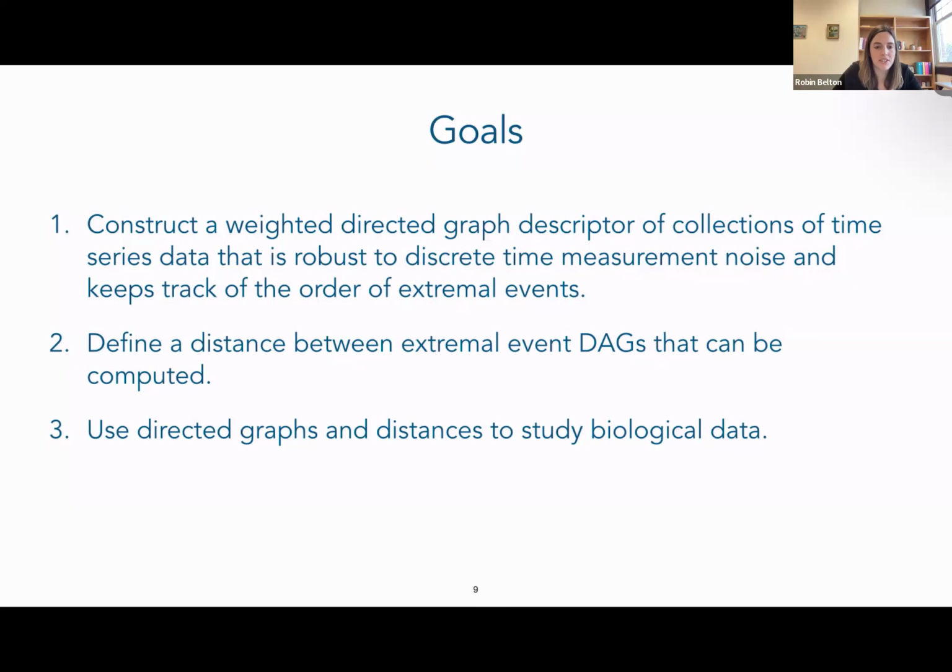Question. So do you mean local max by max? Yes. Thank you. Yeah, so we're looking at local maxes and mins. Good question. Cool. Any other questions?